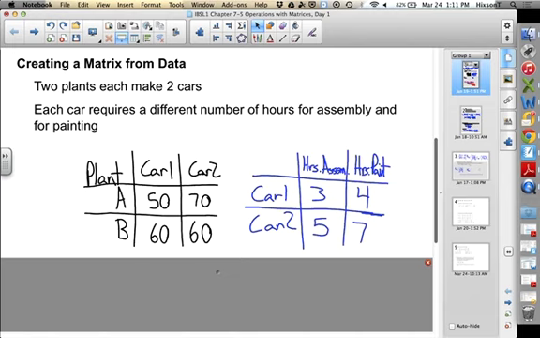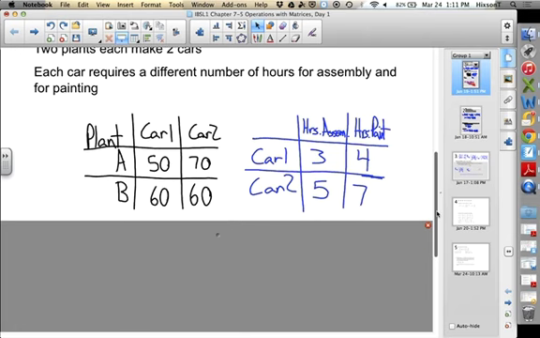Then over here, as we're producing a car, it takes 3 hours to put car 1 together, to assemble it, and it takes 4 hours to paint it. Okay? Whereas car 2 must be a little bit fancier because it takes 5 hours to assemble and it takes 7 hours to paint. All right, so here we have 2 related sets of information.